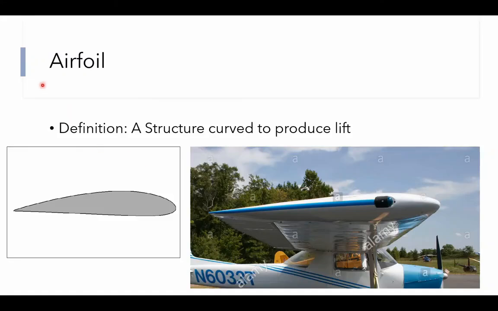The first term we'll be talking about is an airfoil. An airfoil is a structure curved to produce lift. When people talk about airfoils, they often talk about the wings of the aircraft. What's often forgotten is that propellers are also considered airfoils. The only difference is that a propeller creates lift forwards, and we call that thrust to separate the two forces.